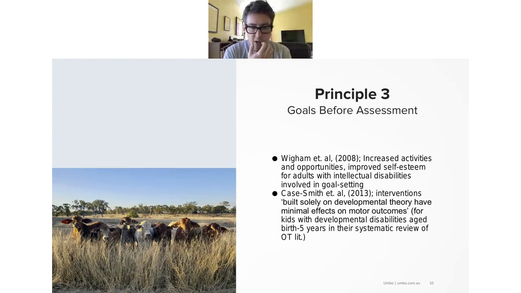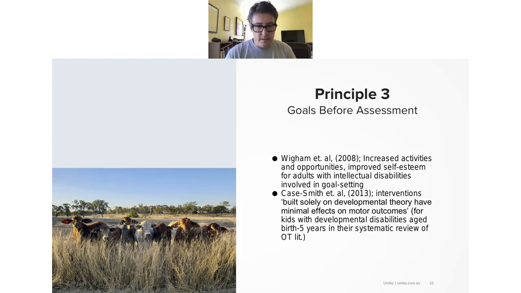A little bit old, 2008, but doing this kind of client-led approach gives people increased self-esteem. At least for these people in this study, adults with intellectual disabilities, and it gives them the opportunity to do really fun things in context with their therapy that engages them more than they would be otherwise.